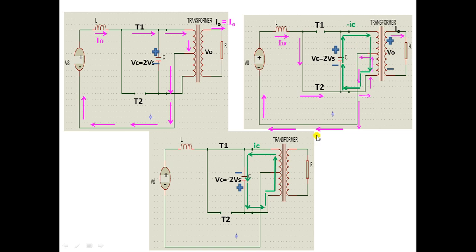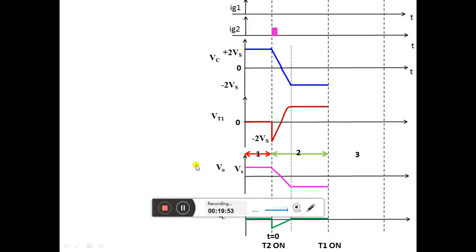Okay, this is minus IC, this is plus IC. So let us see this properly in the graph. See here, mode 3, let us understand what is happening in mode 3.